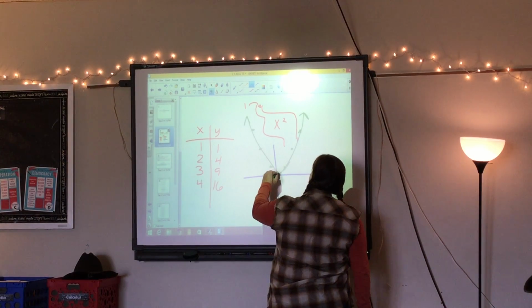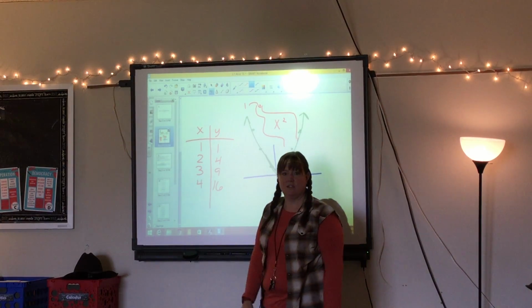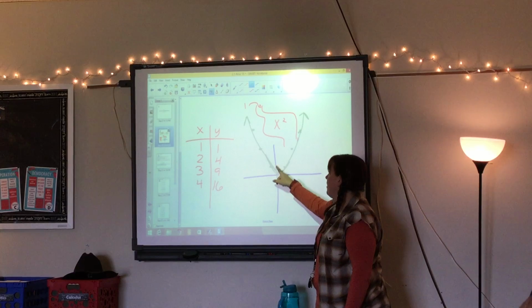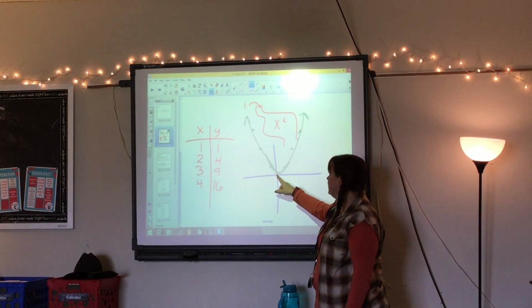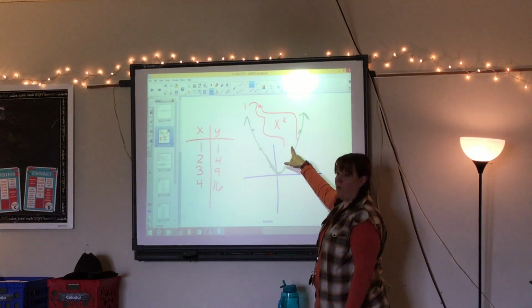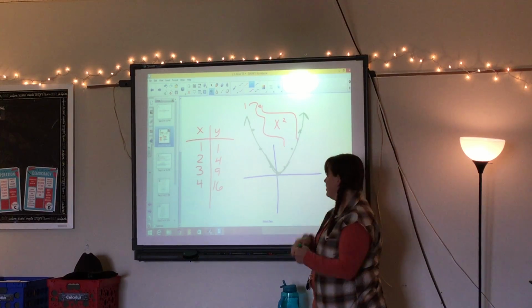This should look prettier down there. But that's basically the parent function of this. It starts at 0, 0, and then it goes up 1 over 1. And for the second point, it goes over 2, up 4. See how that makes sense? Because, you know, we're just squaring numbers. Okay.